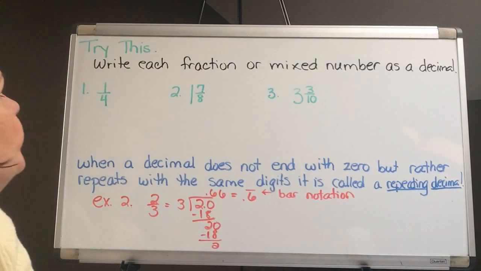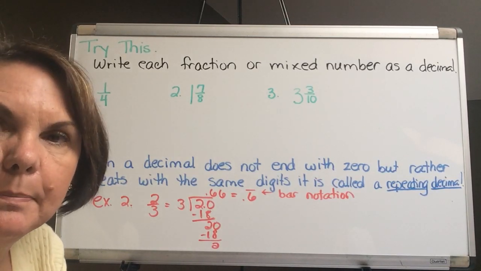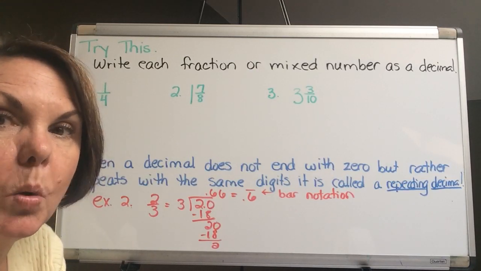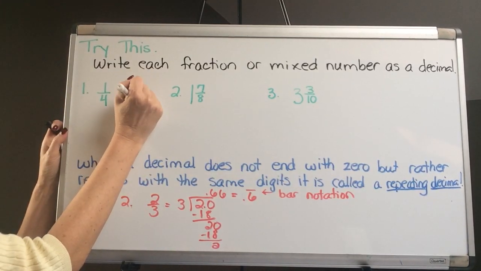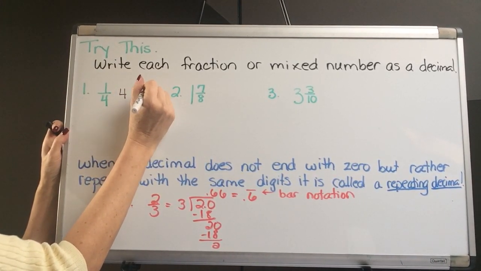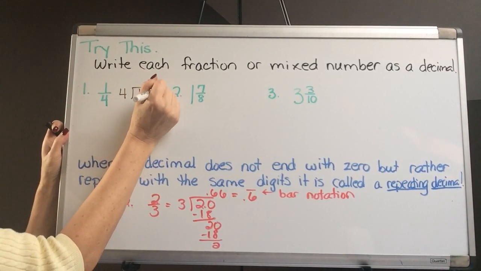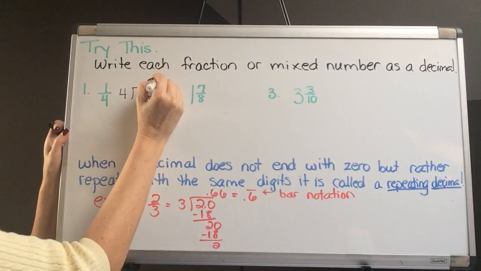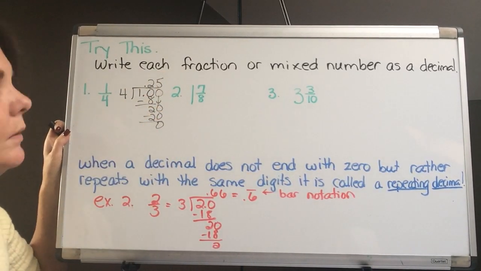Let's try a couple. Okay, write each fraction or mixed number as a decimal. Now remember, a mixed number would therefore be a mixed decimal because it contains a whole number. So if you take a look at the first one, 1/4, 1 is being divided by 4. Add the decimal point and bring it up. Add a 0. 4 into 10 is 2. That becomes 8. Subtract, get 2, add another 0, bring it down, and my number is 20. 4 into 20 is 5. 5 times 4 is 20, and we subtract and we get 0.